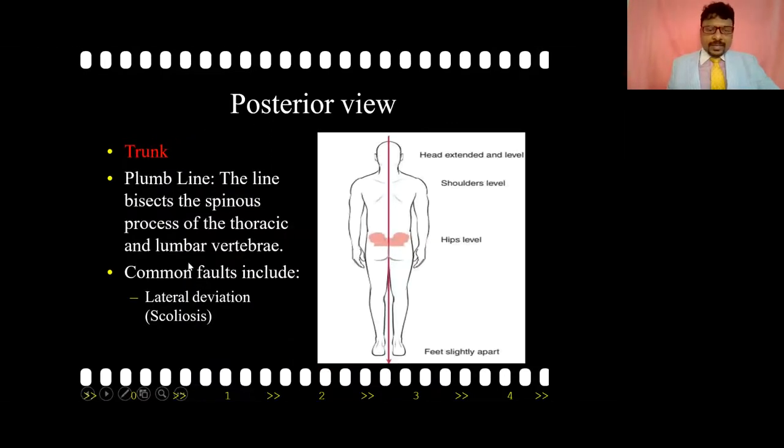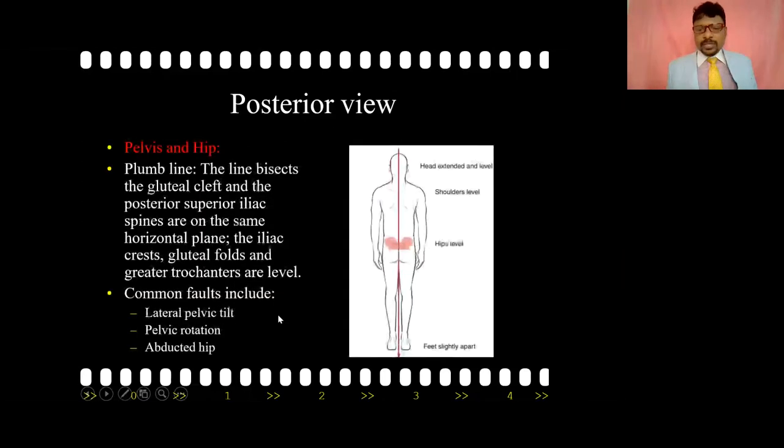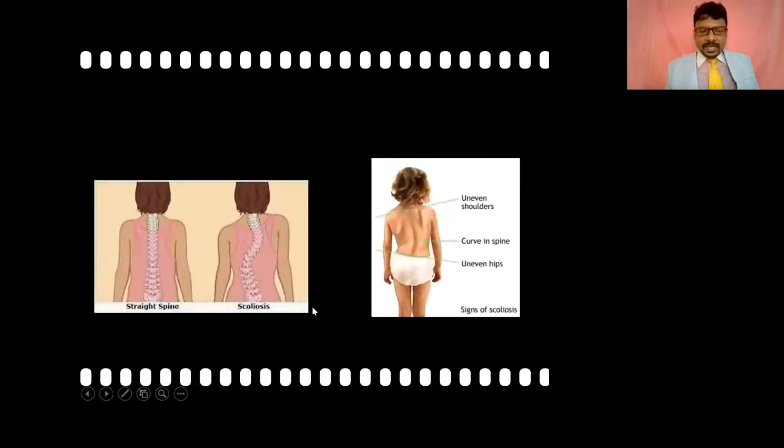And also the trunk regions. The plumb line bisects the spinous processes of the thoracic and lumbar vertebrae, so it should go between the spinous processes. Most commonly in scoliosis, the person may lean towards one side, and it won't bisect the spinous processes of the lumbar and thoracic region. Scoliosis is nothing but lateral deviation of the spine. You can see here the spinal vertebral column is going to be altered, so we can find this type of problem.